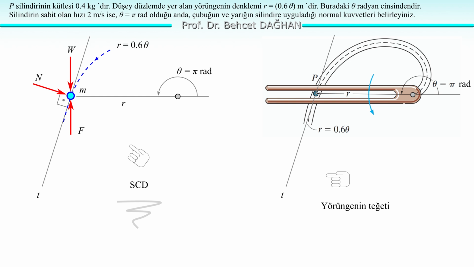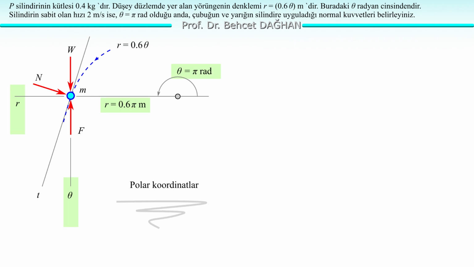Now let's show the axes of the polar coordinates. The equation of the trajectory of this particle is given in polar coordinates. Therefore, it is obvious that we will solve this problem using polar coordinates. We know the r-axis. It always passes through the pole and the position of the particle. So which side is positive? The side where the theta angle is measured is positive. Therefore, it is positive to the left. The r-axis is positive in the direction shown in the figure.